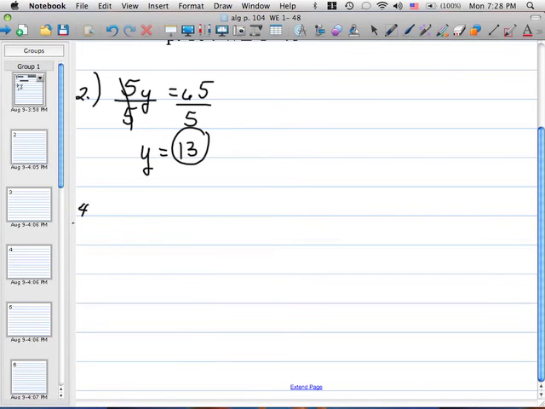Skip line number 4. 3t equals negative 27. I'm going to solve for t, so the opposite of multiplying by 3 is dividing by 3. So the 3's cancel, making 1. That leaves us the t, and negative 27 divided by 3 is negative 9.